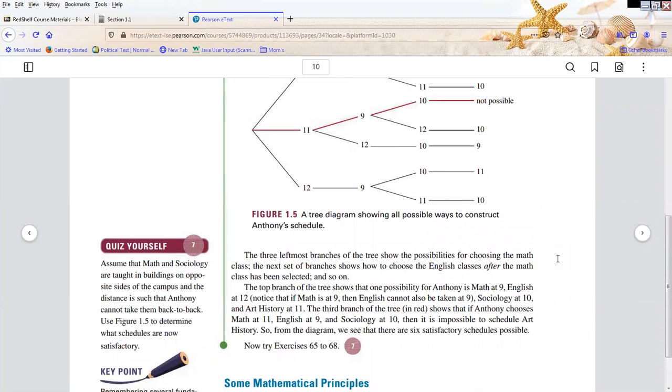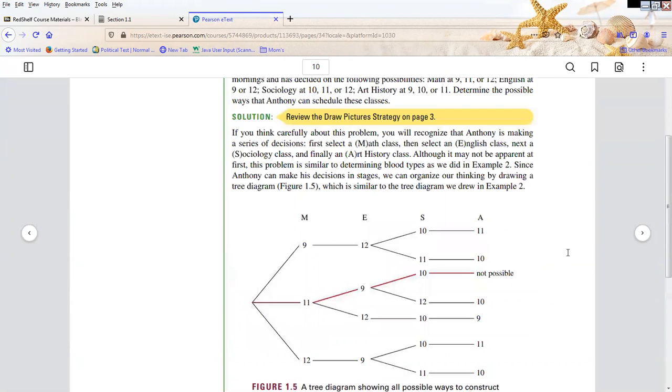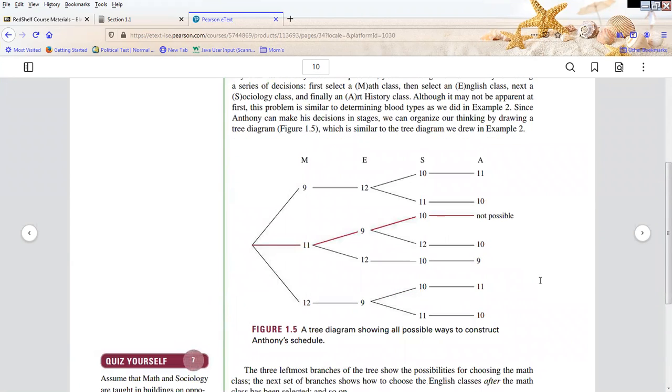So they've given us a tree diagram showing all the possible ways to construct Anthony's schedule. But as we can see here, the math and the sociology, so math labeled S, soc labeled S, cannot be taken back to back. That is going to eliminate the first row, 10 to 11. It's also going to eliminate the second row, that 11 to 10. Already that third row is not a possible schedule.